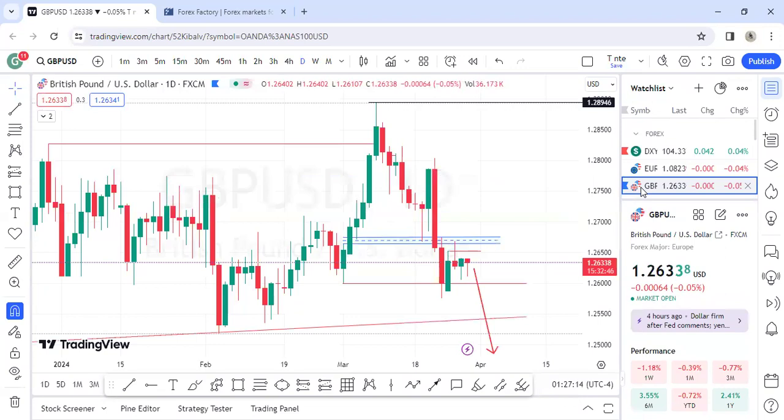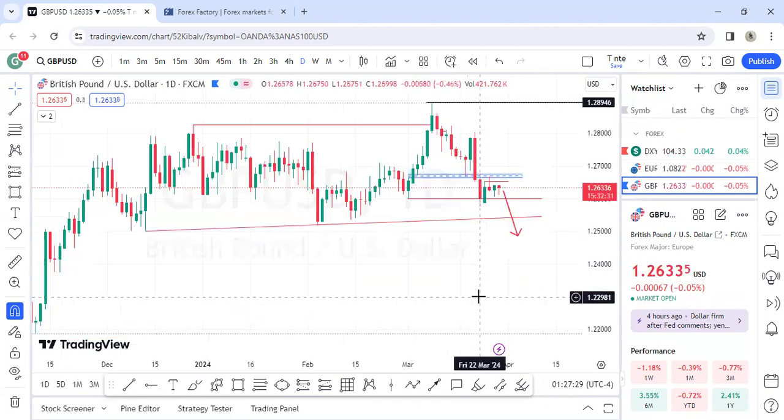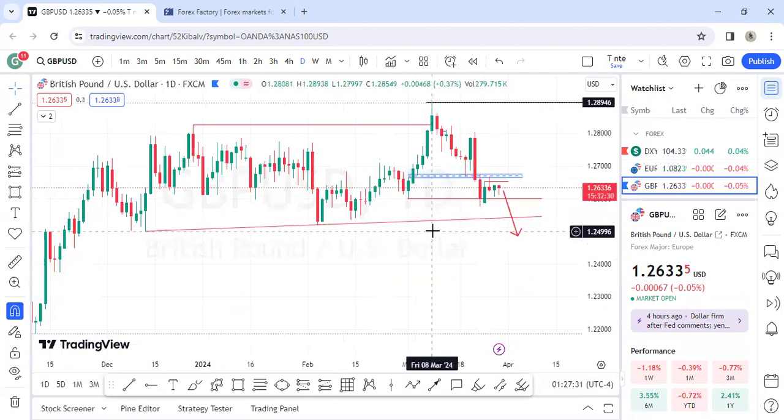For British pounds USD, I told you guys about this inverted fair value gap. We took out this daily high, which I pointed out. Please watch my last video. I told you guys that the market was likely to take out this high, which we have taken out, and then I was expecting price to drop to this trend line liquidity, but that is not compulsory, right?